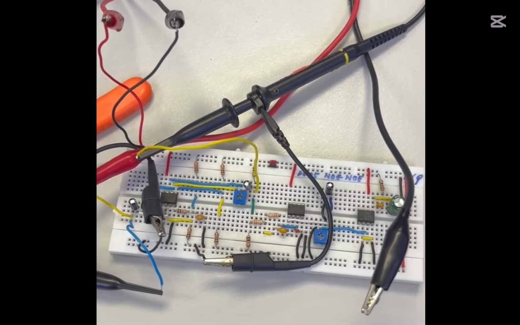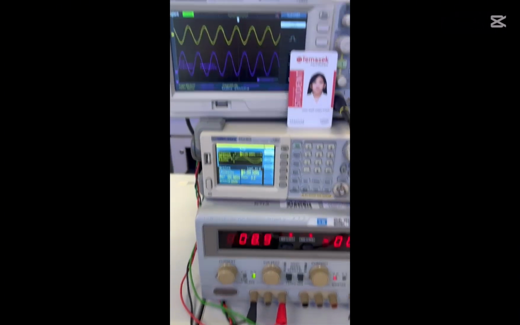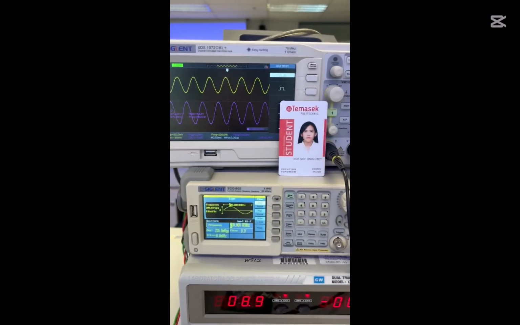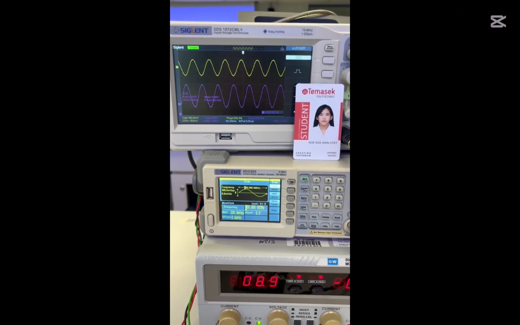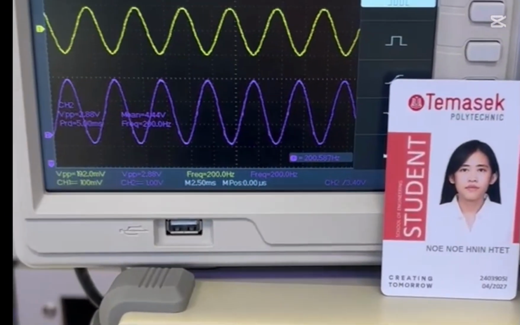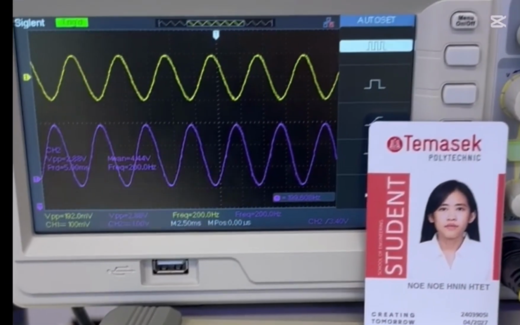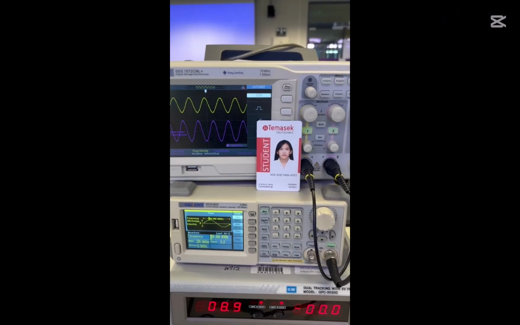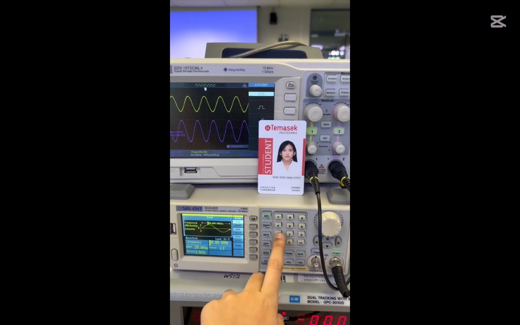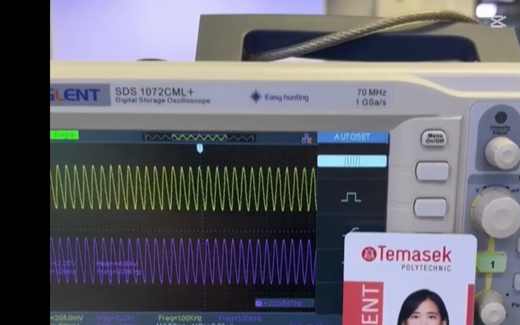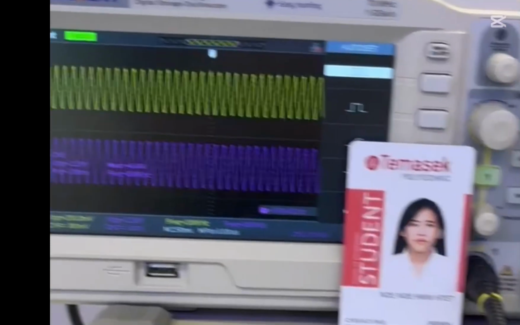We will put the channel 1 probe at TP2 and channel 2 probe at TP3 to see how the output waveform is. As you can see, after adjusting the trimmer, I put the frequency at 200 Hz and amplitude at 200 mV PP. The output VPP will become 2.88 volt. By adjusting the trimmer, the output waveform will become saturated and sometimes it will be cut off. This time, I will set the frequency to 1 kHz. VPP will become 2.2 volts after adjusting the trimmer.